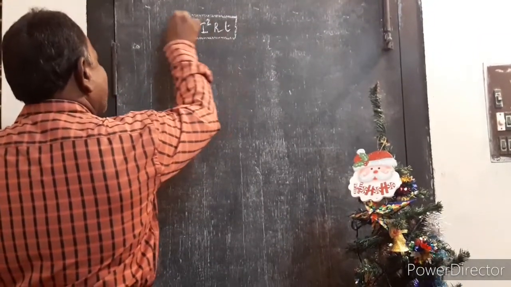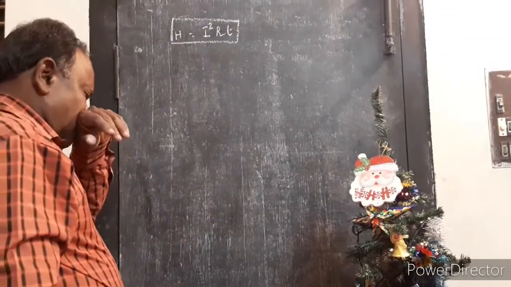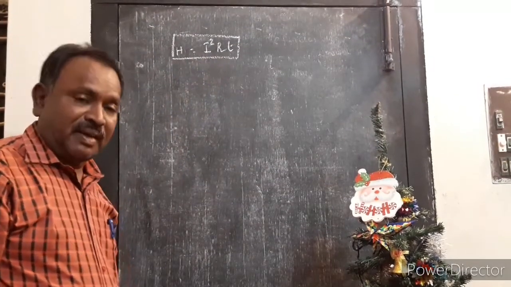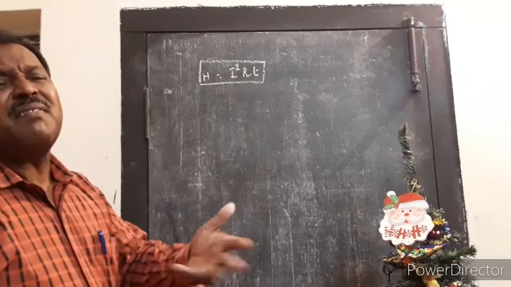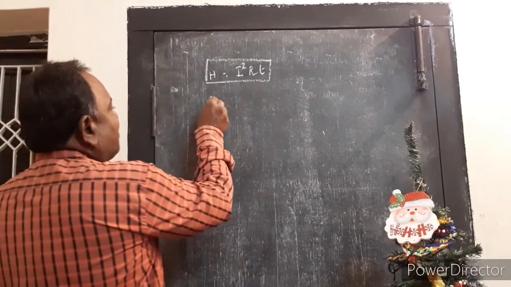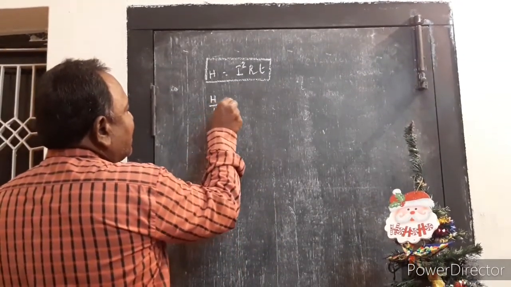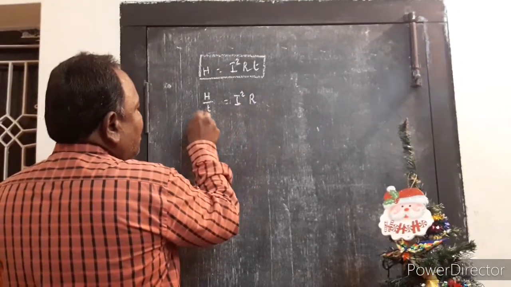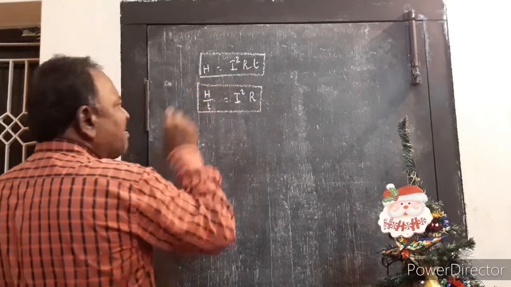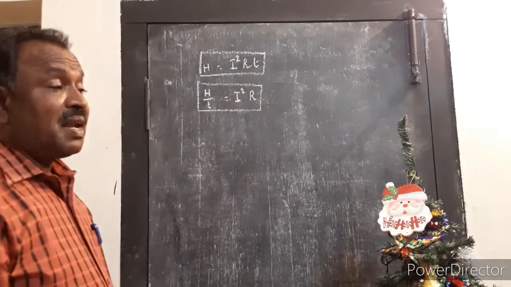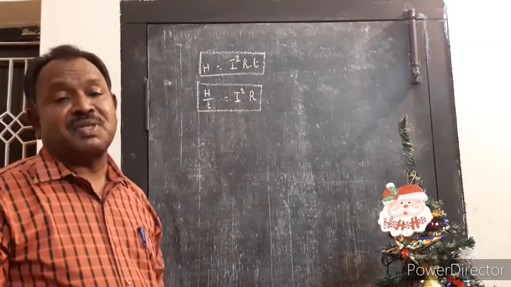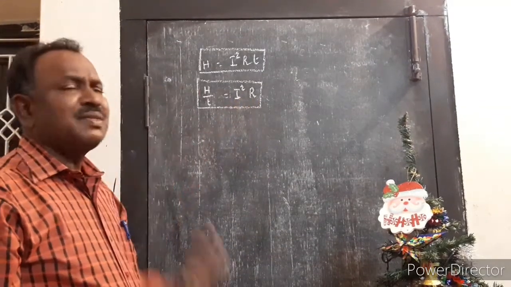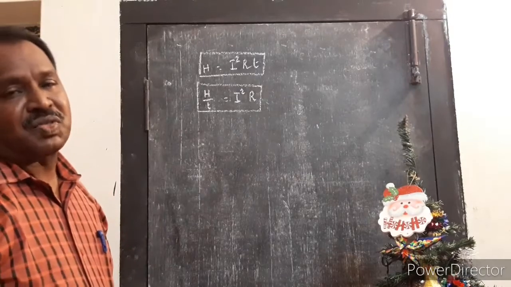This amount of heat energy is wasted when current is allowed to pass through a conductor. Electric power wasted is given by H/T. H/T is equal to I squared R. So this amount of electric power is wasted when electric power is sent through the transmission line.